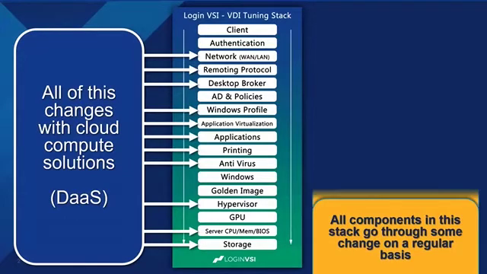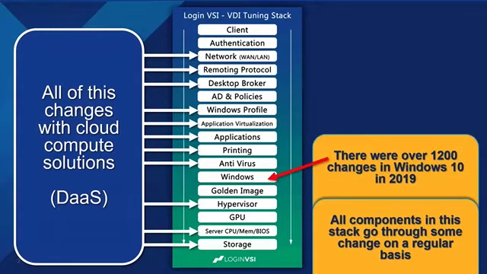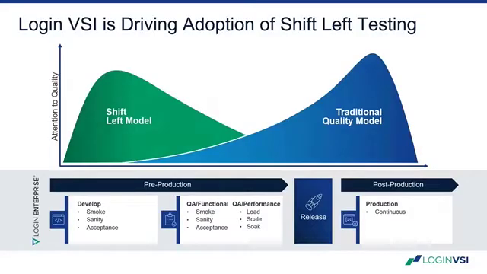In 2019 alone, the Windows 10 operating system had over 1,200 changes, and that pace is only picking up and has probably doubled on an annual basis by now. Shift-left testing refers to an organization's ability to consume as much change as possible during a development cycle.